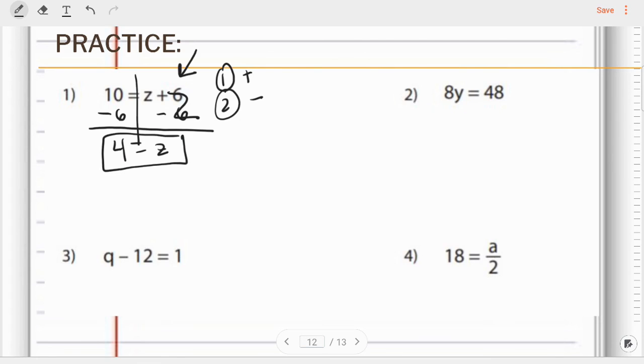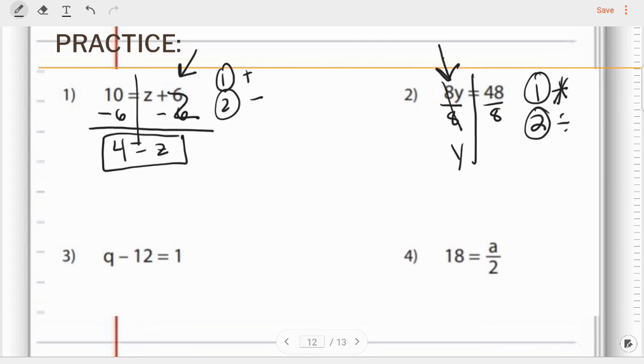There's my answer. Number 2, draw my line. Identify where my variable is. There it is. What operation is going on? Multiplication. How am I going to undo that? Division. So divide by 8 on one side, divide by 8 on the other. I'm left with y equals 6. Next problem.